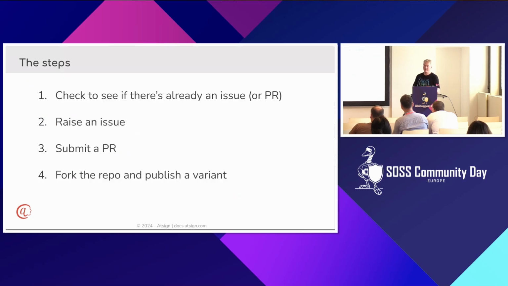So to recap then, simple 4-step rules of engagement for working with upstream maintainers. Number 1, look first, check to see if there's already an issue or a PR. Step 2, raise an issue and give them some time to respond to that issue. Step 3, actually do the work, hand the work over and submit a PR and give some time for a response to that PR. And only when all of those things have failed is it time to fork the repo and publish a variant.